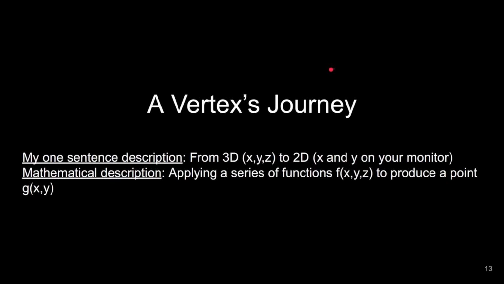A way I like to think about this is really a vertex's journey, in a sense, from 3D to 2D, right? Or I guess 2D to 3D, however you want to specify. But usually we're specifying our points with an X, Y, and a Z. And by points, I mean vertices. Then we're transforming them, with some set of transformations, to get this on our monitor. That's our 2D computer screen in an X and a Y position. So we have to apply a series of functions, if we're thinking about this in math, to produce a point at some new location.